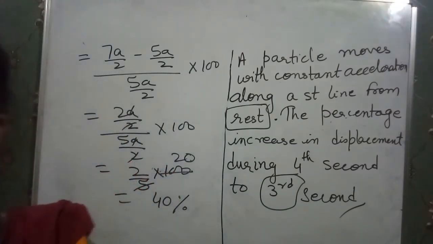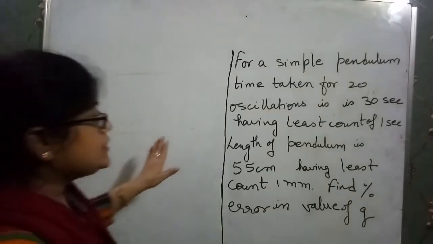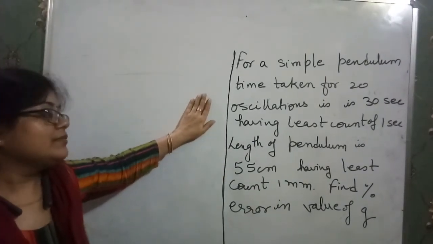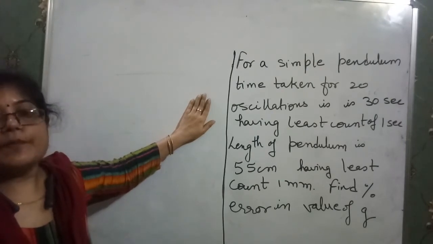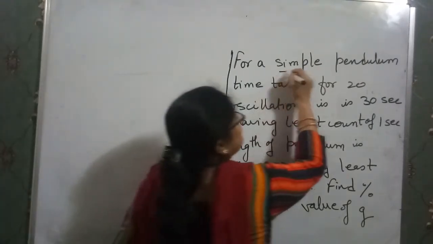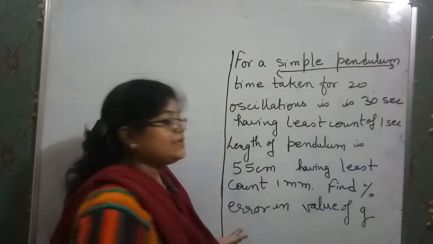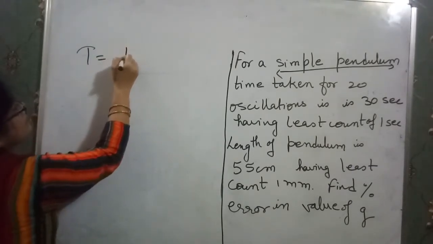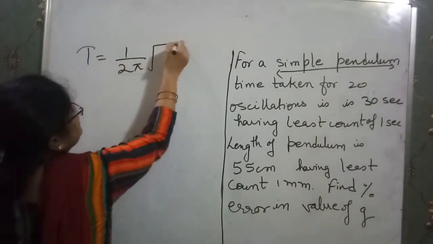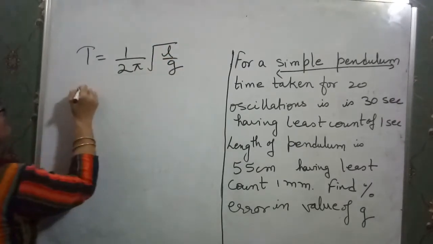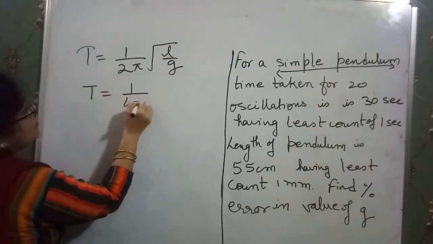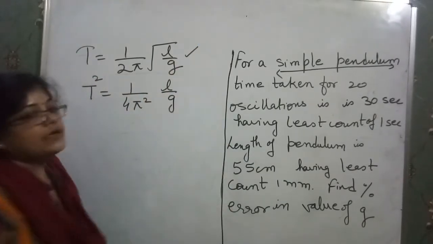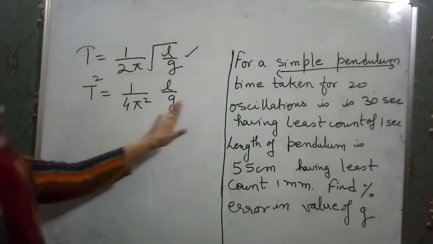Now the next topic. This question is from percentage error, and the question is concerned with the pendulum, the time period of the pendulum. As we see a simple pendulum and the question of percentage error, just remember the formula. Time period is equal to 2 pi under root L over g, or we can say that time period squared is equal to 4 pi square L over g. Remove the under root. Clear? Now come to the question.